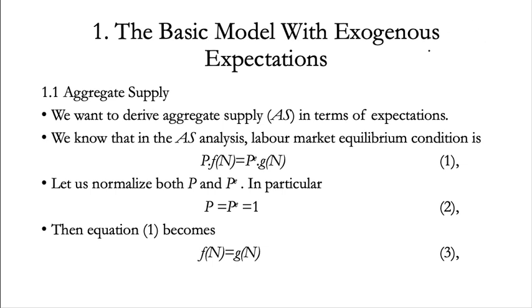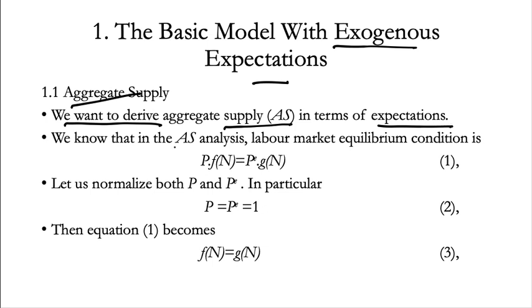Now, let's go to the basic model with exogenous expectation. So we want to come up with aggregate supply. We're going to use exogenous expectation, meaning that our expectation on price is exogenous. Expected price doesn't depend on anything in the system or in the function. So, like I said just now, we want to derive aggregate supply in terms of expectation.